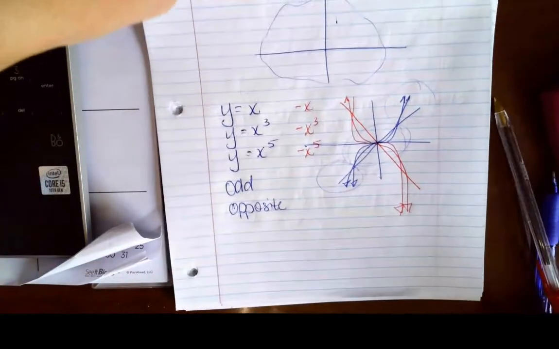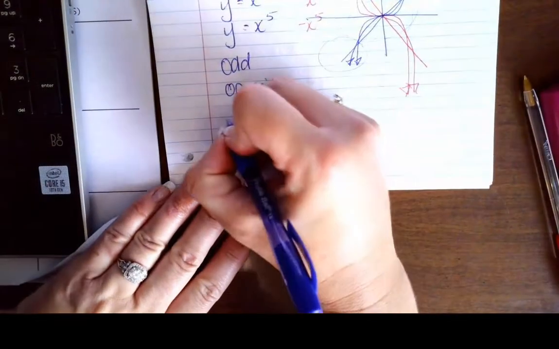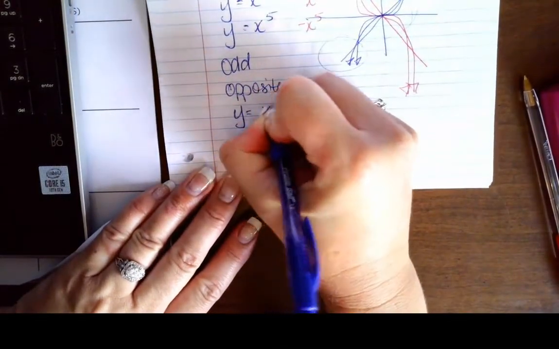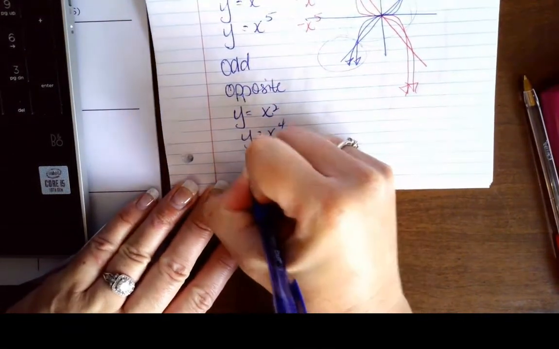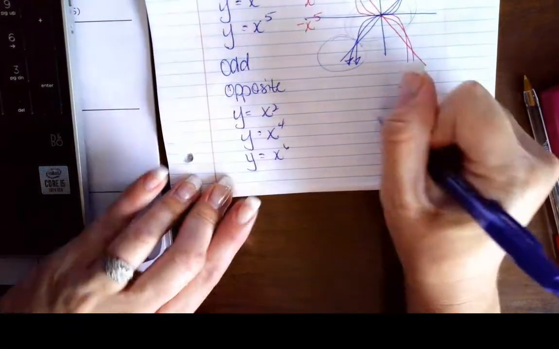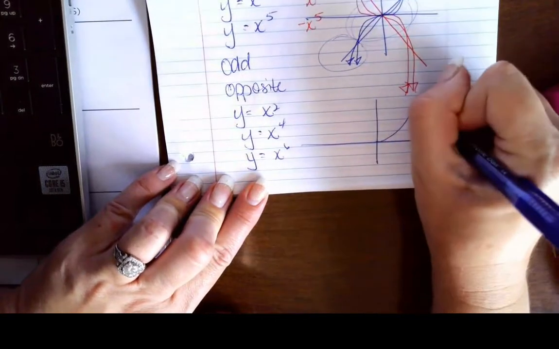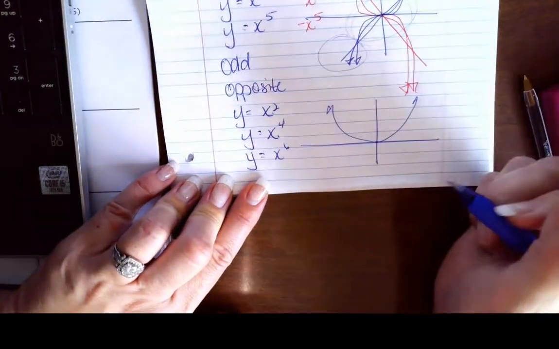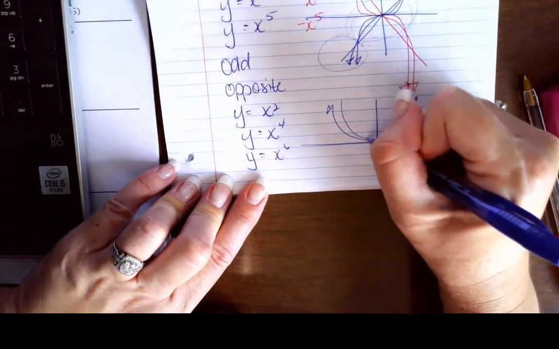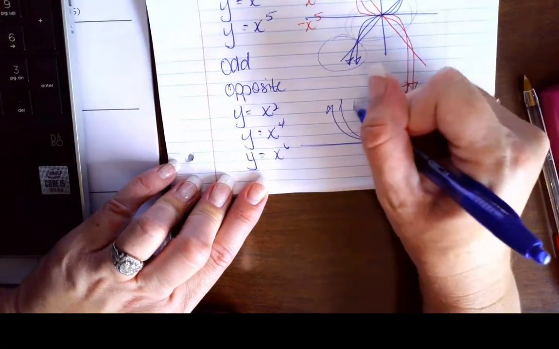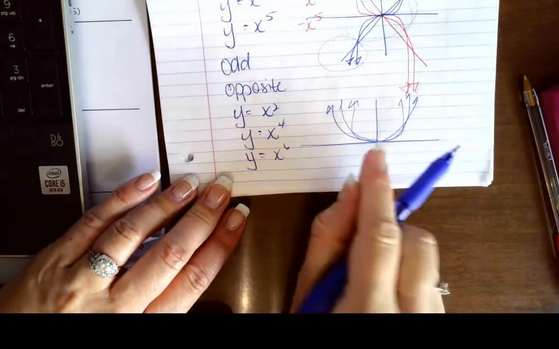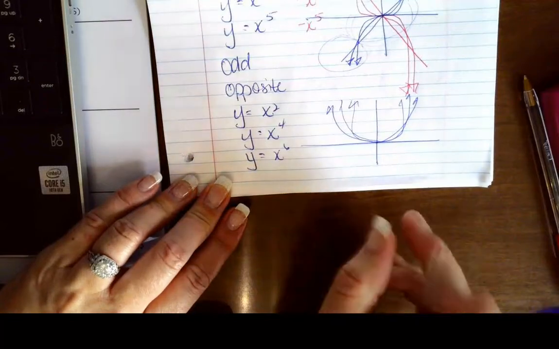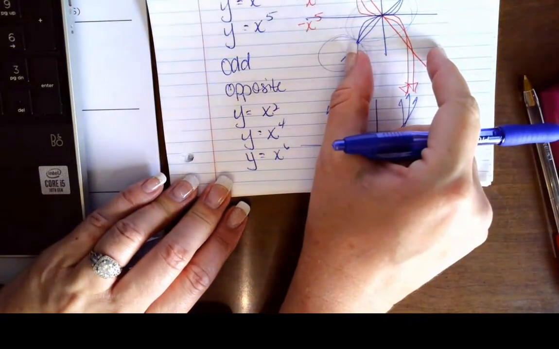So what happens if we look at an even exponent? If I've got y equals x squared, y equals x to the fourth, y equals x to the sixth, well, here's x squared. That was lovely. Okay, here's x to the fourth, here's x to the sixth. But notice it just gets steeper and flatter, but his arms shoot off in the same direction.